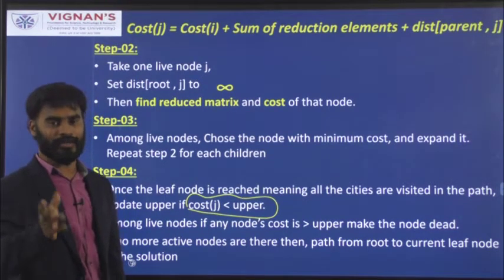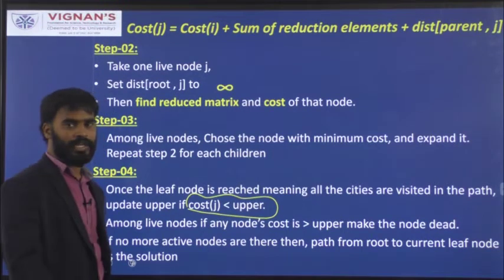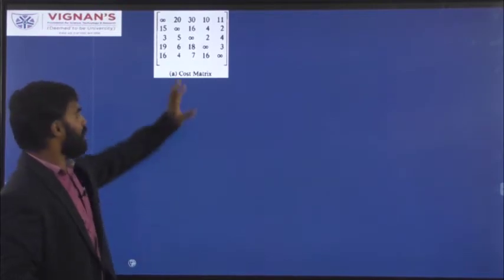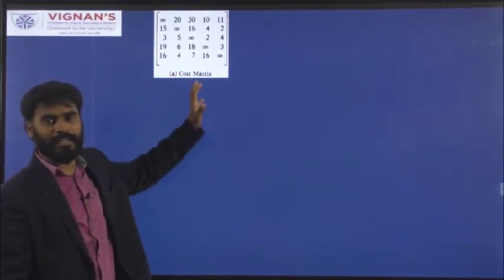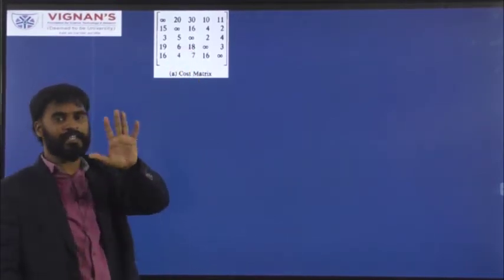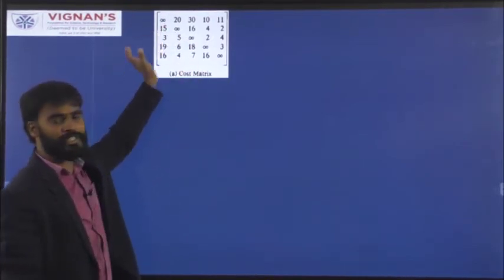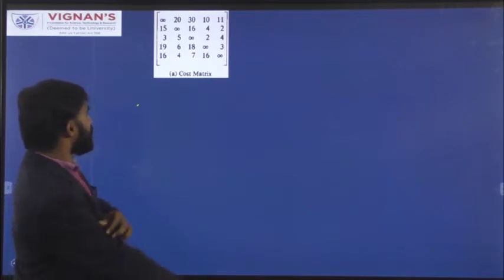Make that node as dead node. Okay, that's it. Let's solve the problem. So this is the given problem. This is the adjacency matrix. There are five cities, and this is the distance between the cities. So this is the given initial matrix.